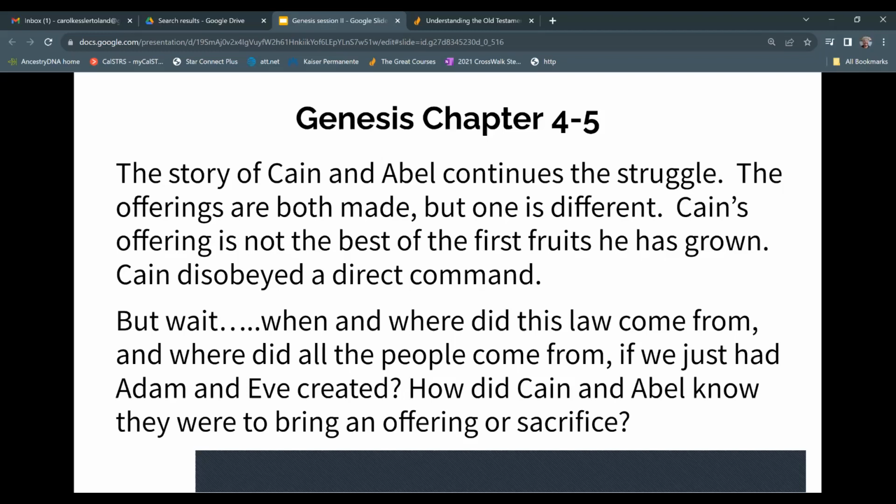Well, Cain's offering is not the best of the first fruits that he has grown. So Cain disobeyed a direct command to bring the best of the first fruits. But then we have to stop and think, well, where and when did this law even come from? And where did all the people come from when we just had only Adam and Eve created in the last lesson? And how did Cain and Abel even know where they were to bring an offering or a sacrifice?